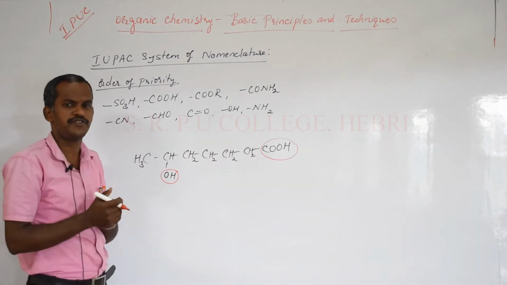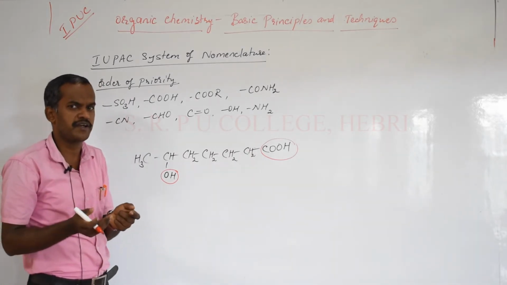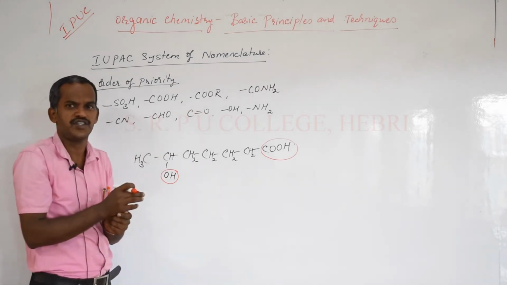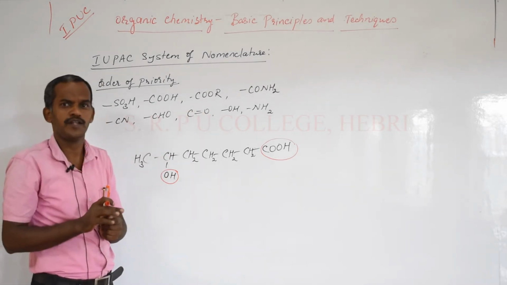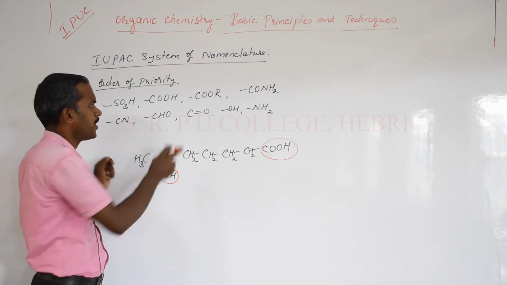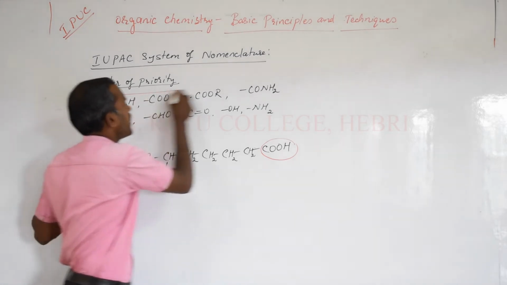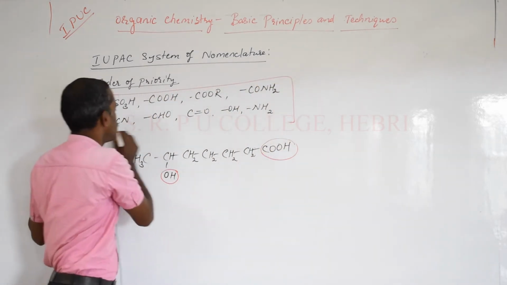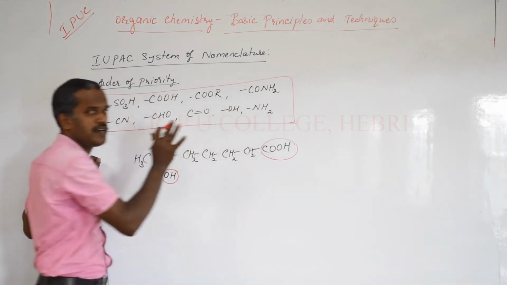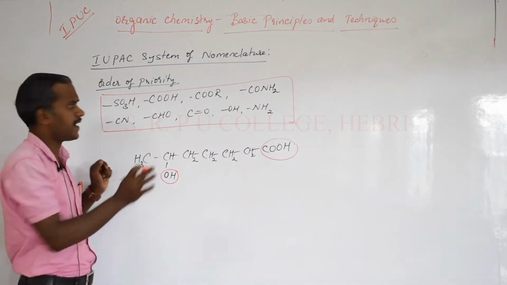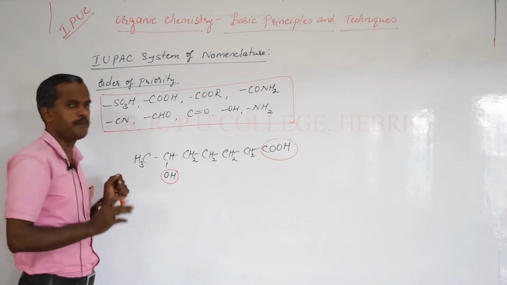There are some examples where there is no functional group, like some different substituents. Then double bond and triple bond are also considered as functional groups. Okay, so this is the order of priority. You must remember at least this much. Students, these are only some of the functional groups. There are many more, but at least this much you have to remember as the order of priority.